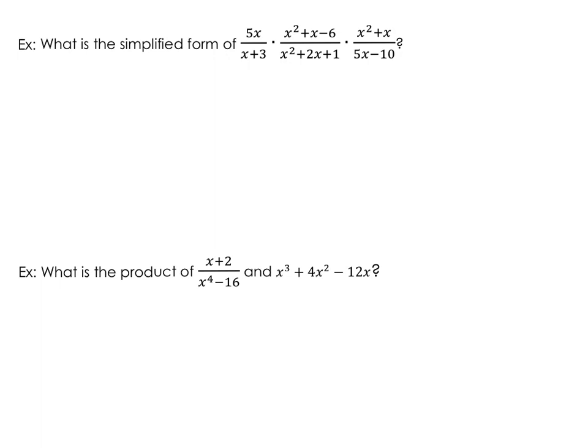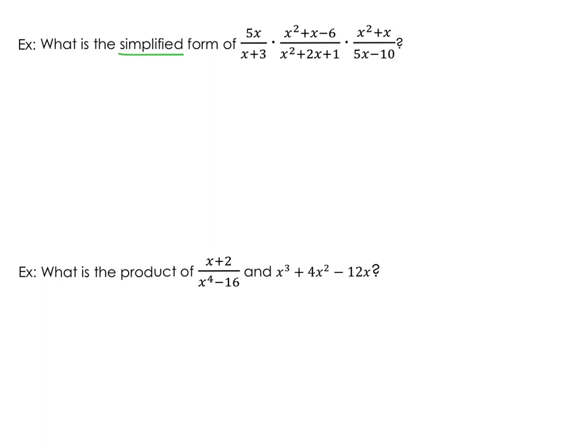That last example was pretty tame. This next one is a little bit more complex. What is the simplified form of 5x over x plus 3 times x squared plus x minus 6 divided by x squared plus 2x plus 1 times x squared plus x over 5x minus 10? Yowza! All right, there are 3 fractions being multiplied.